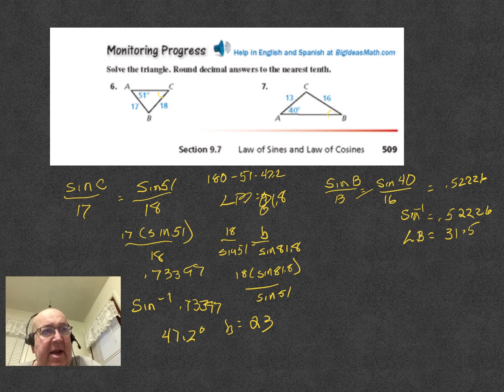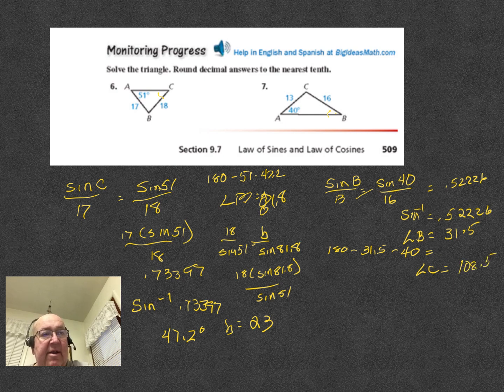I'm going to find angle C now. I'm going to go 180 minus 31.5 minus 40, and I'm going to get angle C is equal to 108.5.